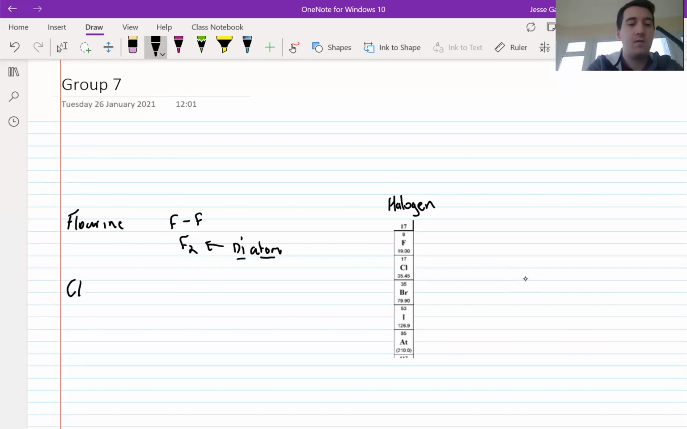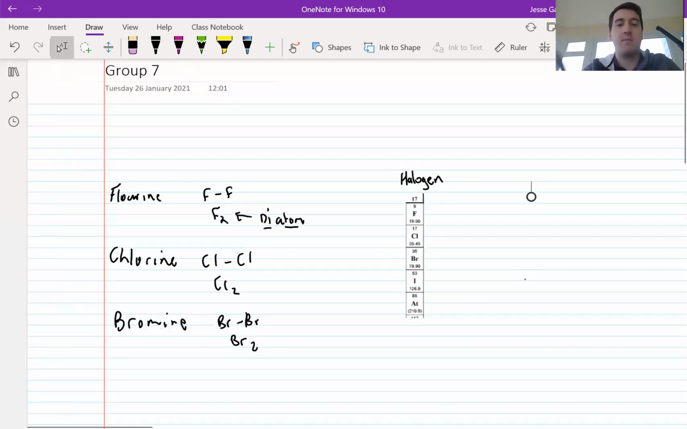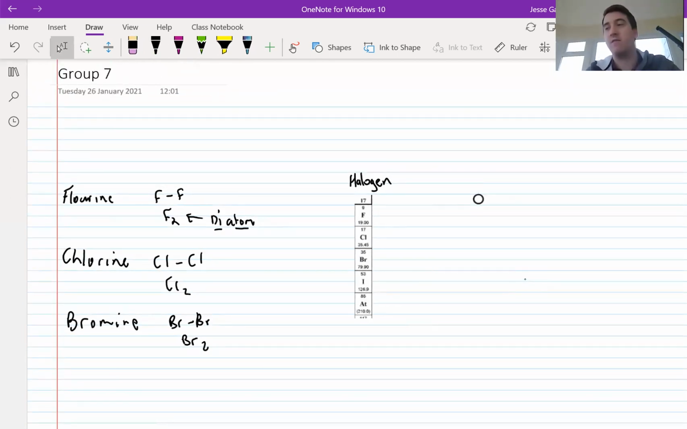Chlorine, for example. Chlorine is Cl or Cl2. And that's another diatom. Bromine is the next one. And you guessed it, Br, or Br2. Bromine. And iodine is the same. So that is the first thing to note, is that they are all diatomic, and this is because they are very reactive. Now, more on reactivity later.